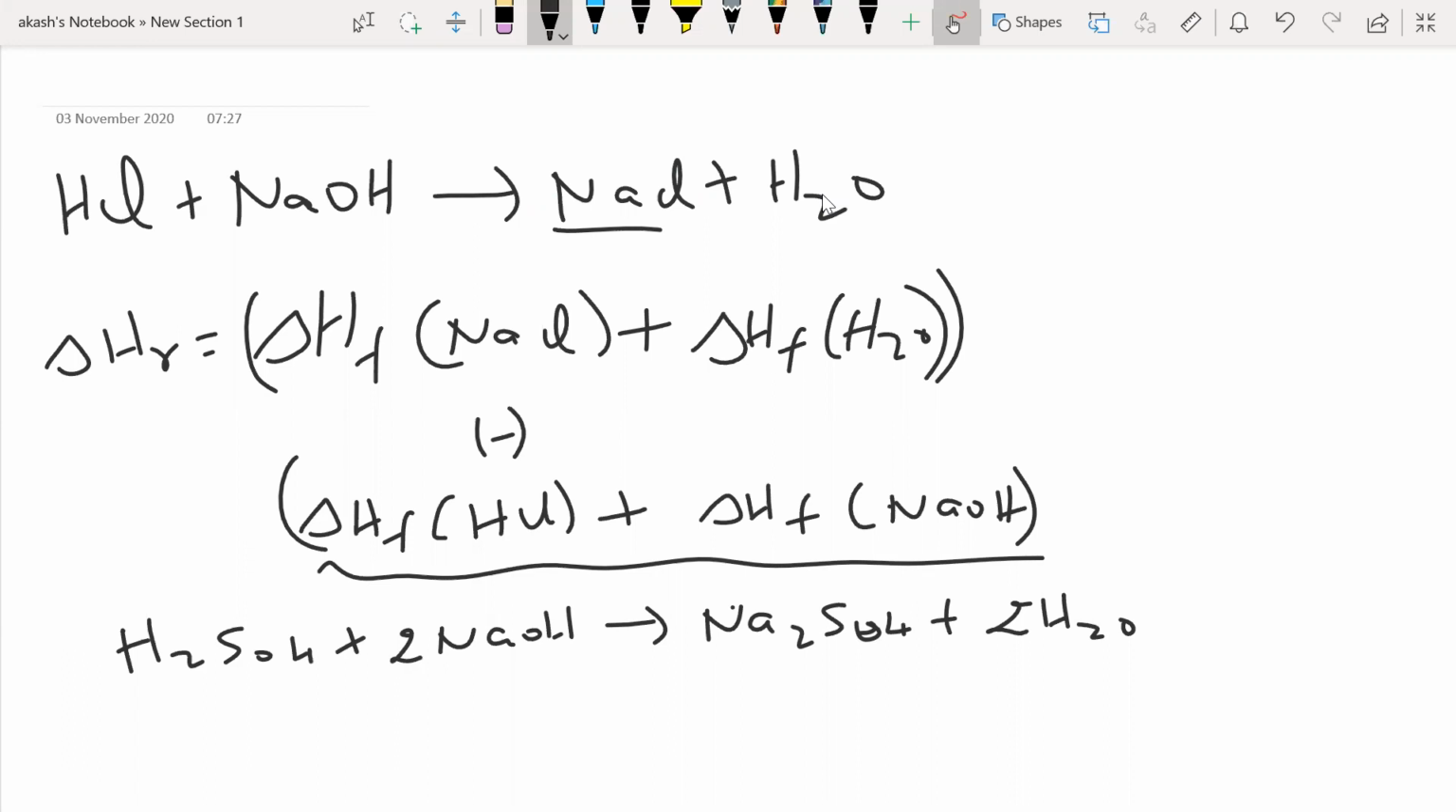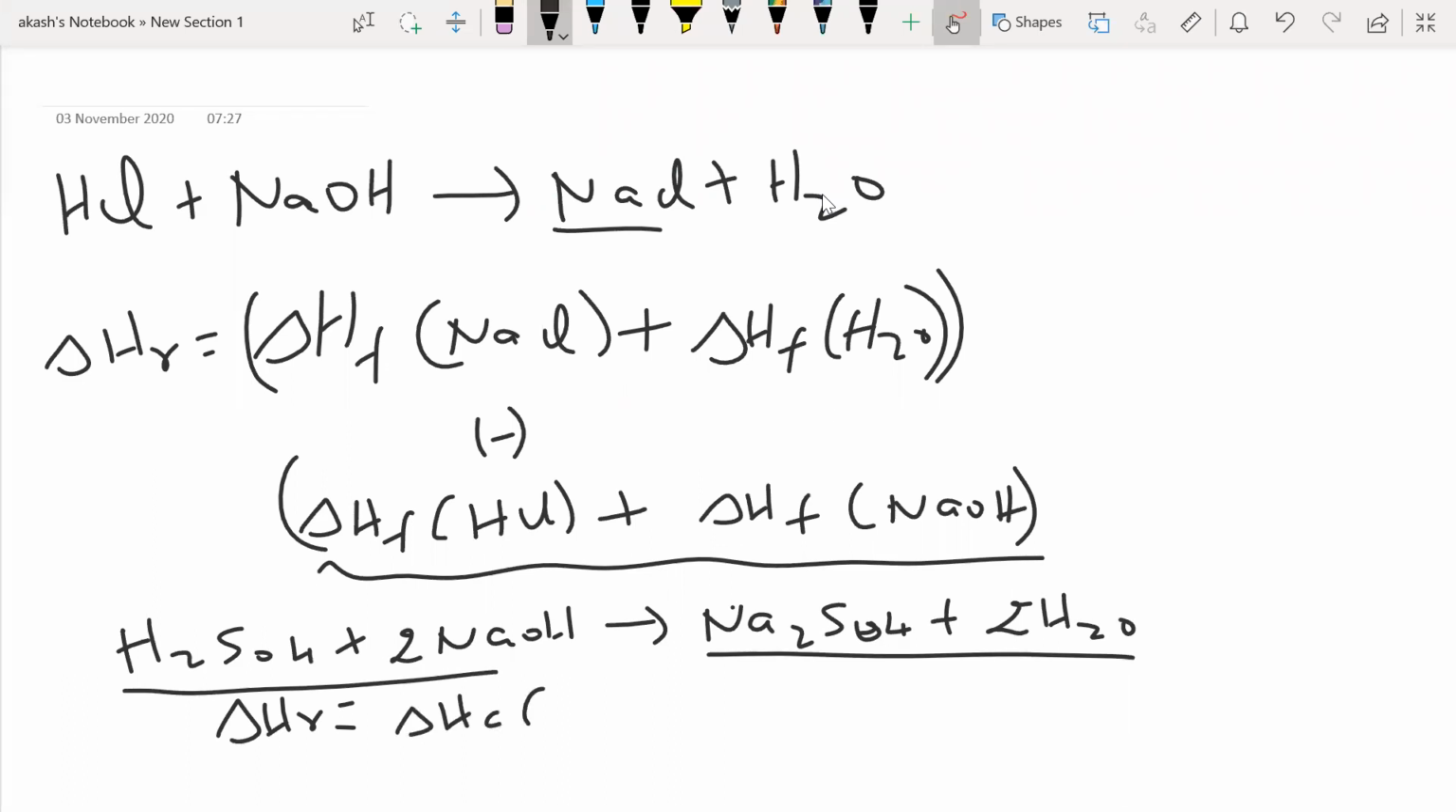Again, in terms of enthalpy of combustion, last time we saw it in terms of enthalpy of formation. Now, if I write delta HR in terms of enthalpy of combustion, it should be reactants minus products. These are the reactants, these are the products, right? So now that will be the enthalpy of combustion of H2SO4, plus, NaOH is there, but there are two NaOH, so it should be 2 into delta Hc of NaOH. Minus sign is there.